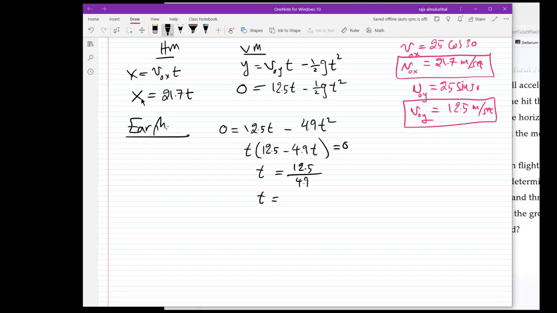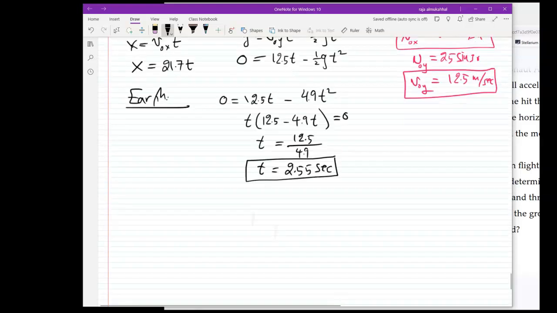You know what I mean? So it's going to be 12.5 divided by 4.9. Answer, 2.55 seconds. So the golf ball is in the air on Earth for 2.55 seconds.